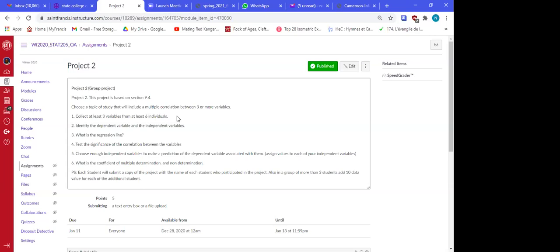Test the significance. In testing the significance, you just need to identify the test value. Actually, the H0 is rho equals 0. H1 is rho is different from 0. Then your test value is F. And the p-value, if p is less than alpha, there is a significant correlation. Otherwise, there is not a significant correlation. Then now, this is testing the significance of the correlation between the variables.